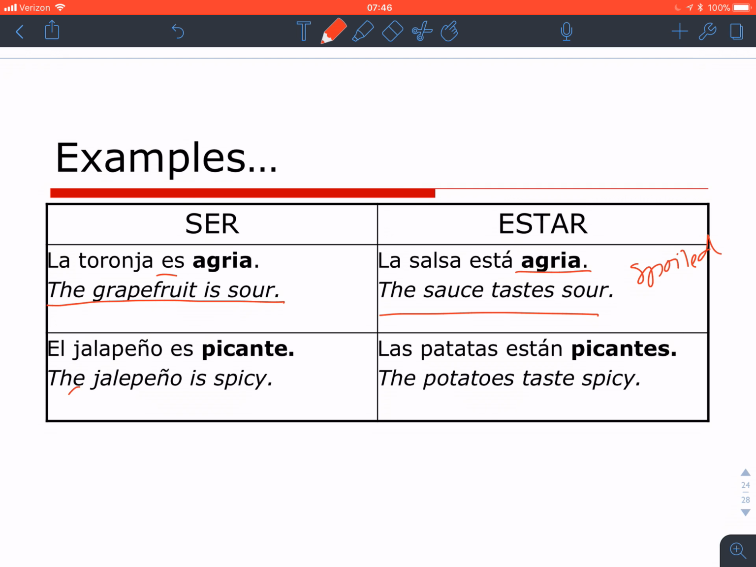El jalapeño es picante. Well, if you have a jalapeño, you can expect it to be spicy. That's an inherent quality. But las patatas están picantes. That means that hot pepper was probably added to it because potatoes don't naturally have a spiciness to them.